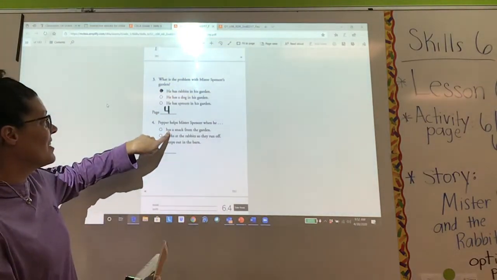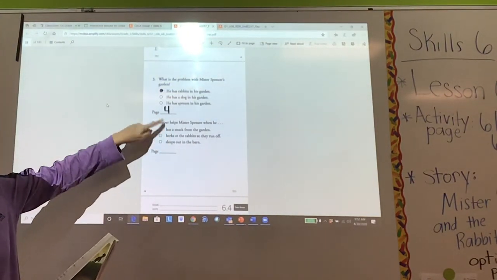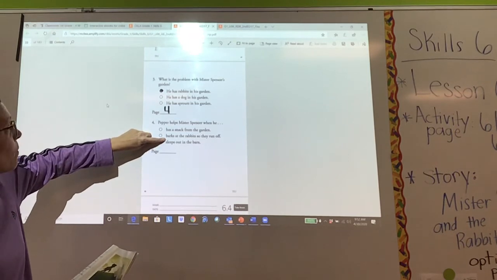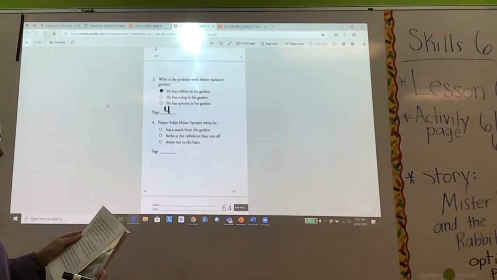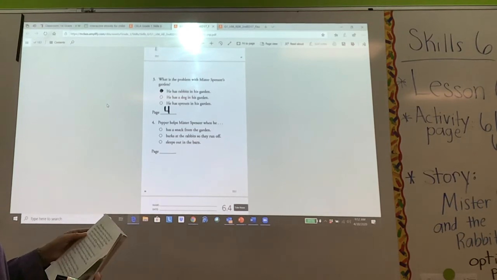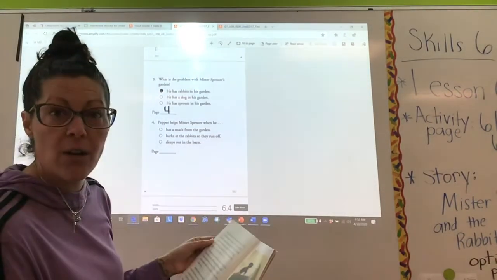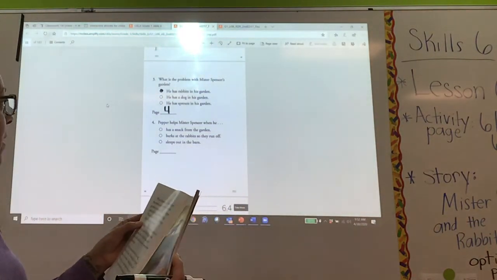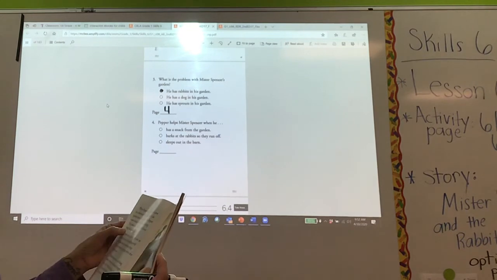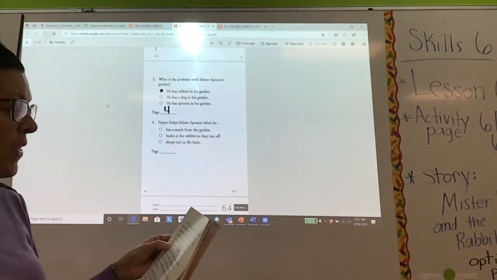Has a snack from the garden, barks at the rabbits so they run off, sleeps out in the barn. I want to sleep. I do too. So let's look and look and look. I wonder, I'm reading. Are you reading? Yes, I remember when they did that. Yeah, there was barking. Okay, oh, and they ran back into their hole. I think I found it.